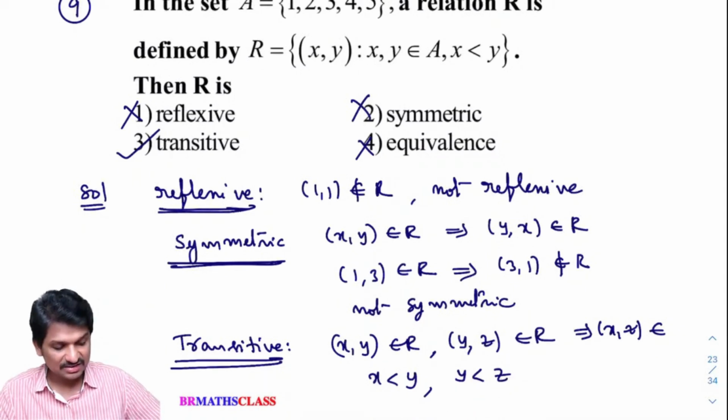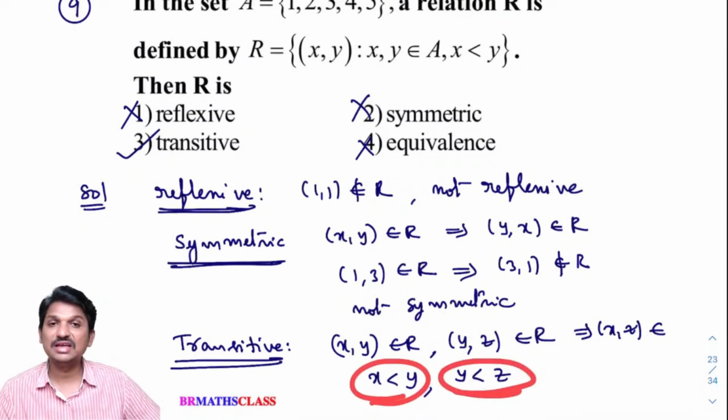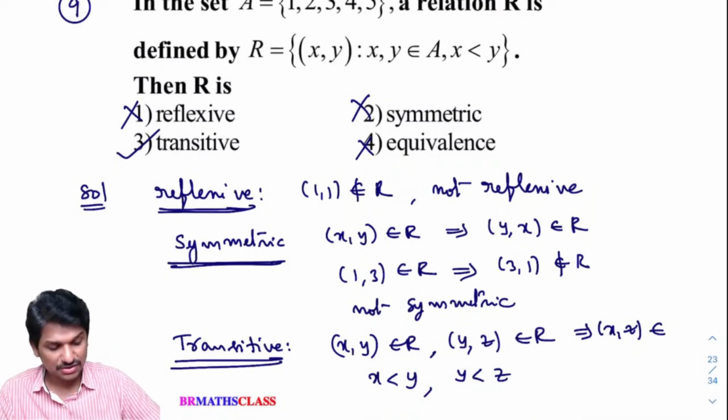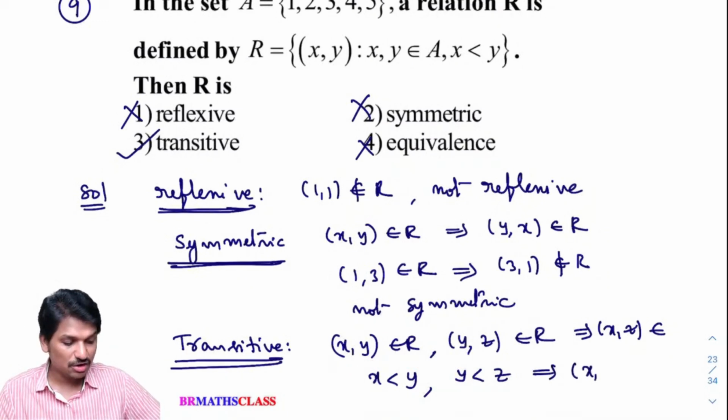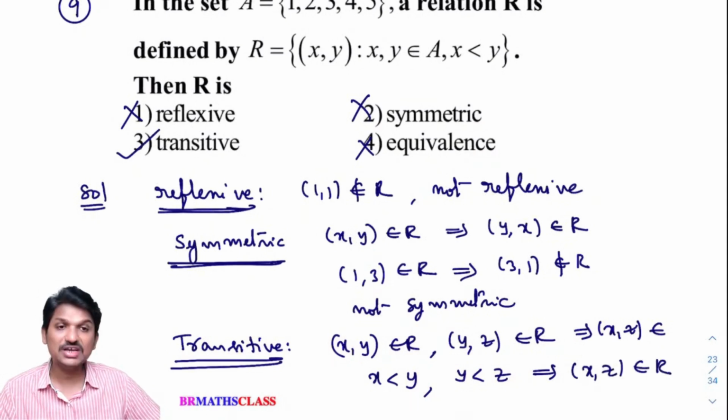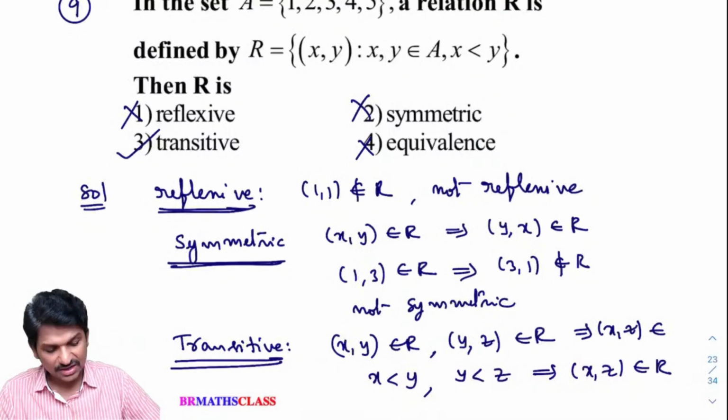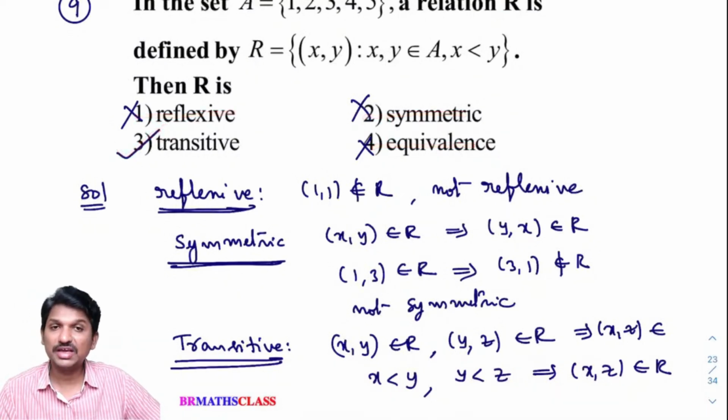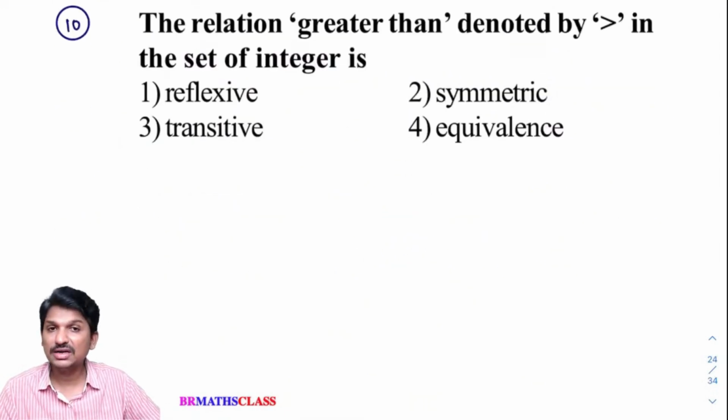Whenever x is less than y and y is less than z, with common sense we can say that the ordered pair x comma z belongs to the relation. So obviously, we identified that these first three options are wrong options. Obviously, the fourth option is the right option. However, I explained why it is transitive also. Good. I hope you are all understanding these problems.